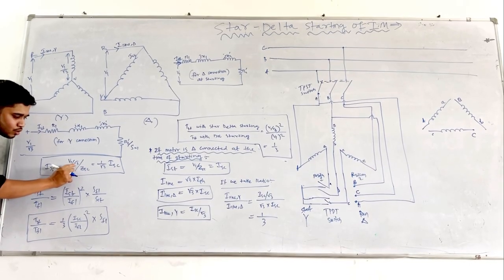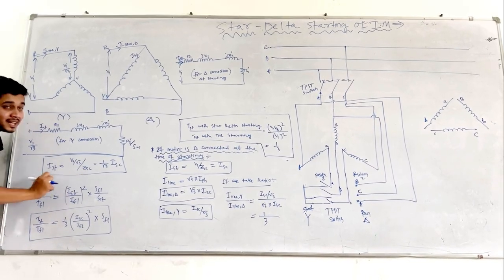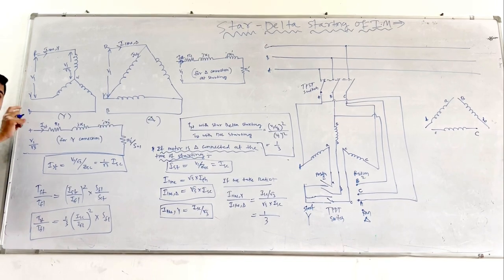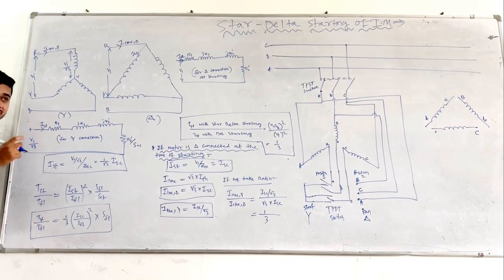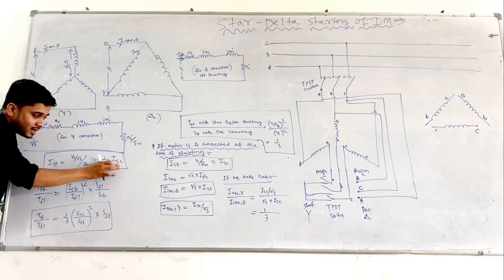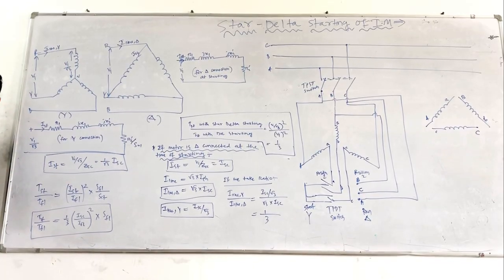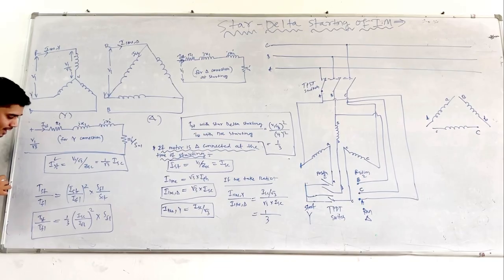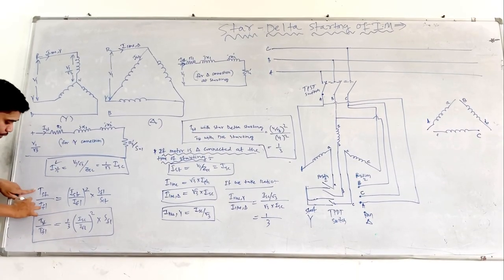So what I can do, 1 by root 3 and V1 by ZSC. Rated voltage V1 divided by ZSC is ISC. So I can write 1 by root 3 into ISC. This way you can calculate the starting current, and this is a very popular relation.